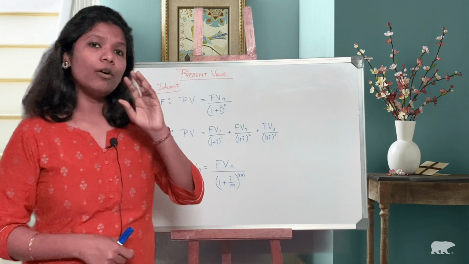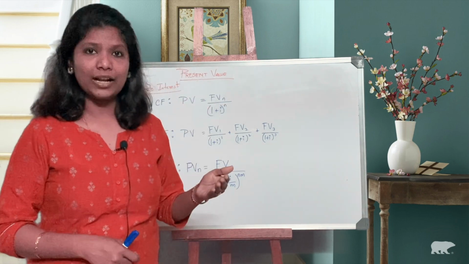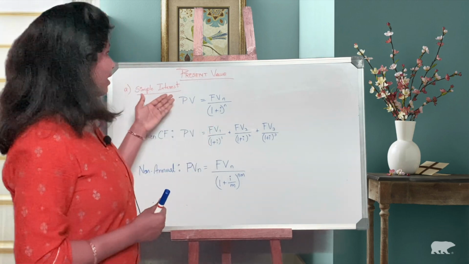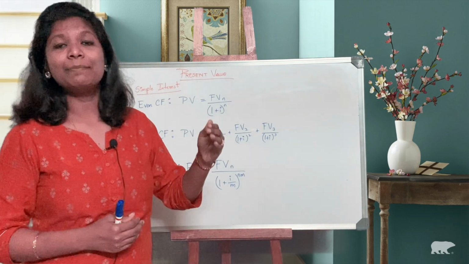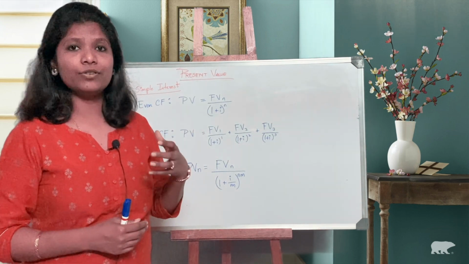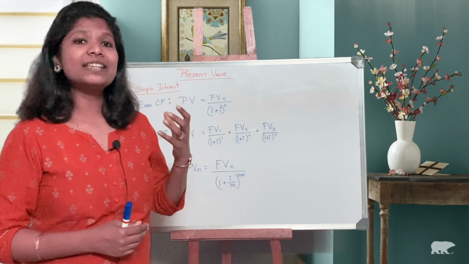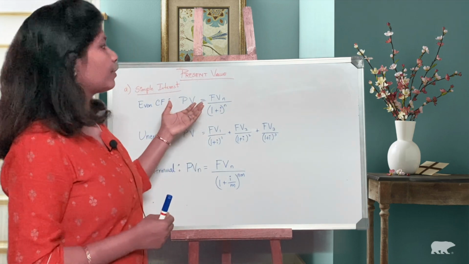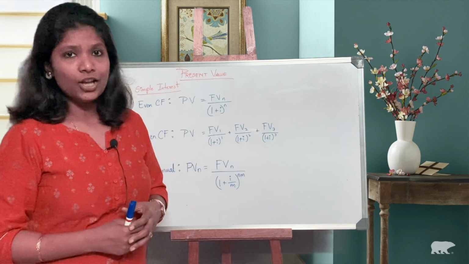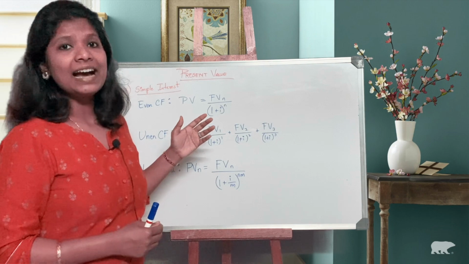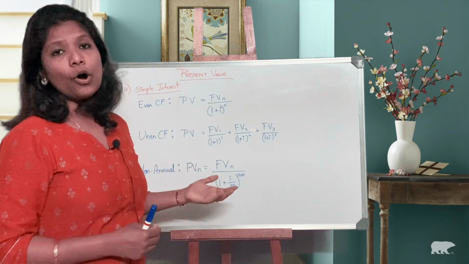Now remember, when I'm finding the future value, I'm multiplying the amount. When I'm finding the present value, I'm dividing the amount. So if I'm going to receive a sum of rupees in the future, what is its value right now, today, is what the concept of present value speaks about. So today's formulas are even cash flow, uneven cash flow, and the last one, non-annual interest payments.